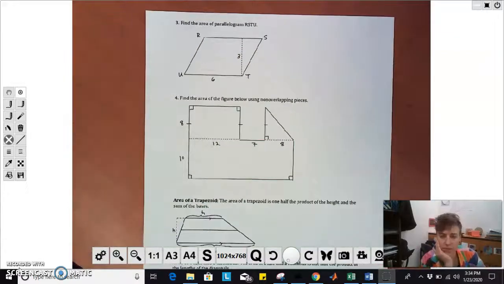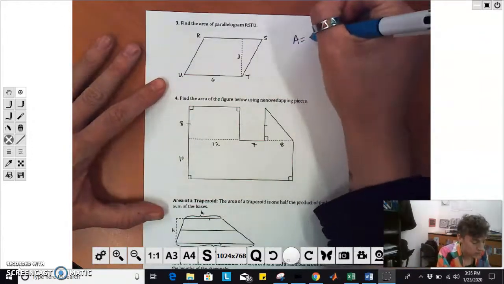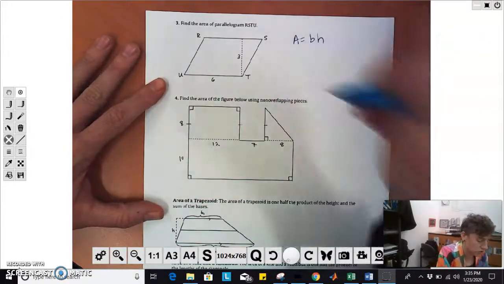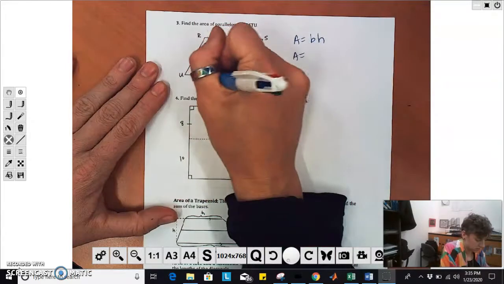All right, example number 3. Let's find the area of the parallelogram. What's our area of a parallelogram formula? Oh, that's right. It's base times height. A equals BH. What's the base here? The base is UT. That is 6.